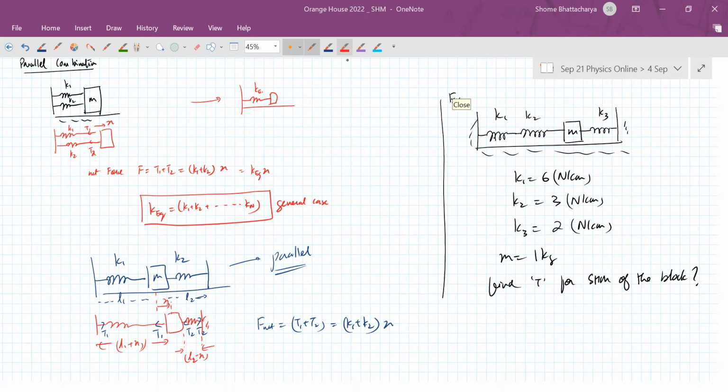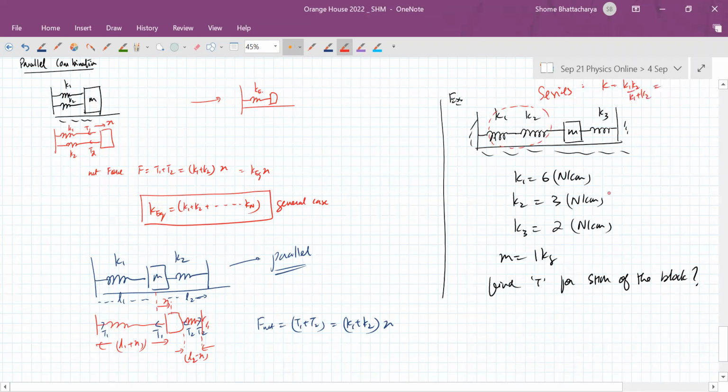Yes, very good, Rahul. That's correct. So we will see here that this is a series combination of springs. So it can be replaced with K is equal to K1 K2 divided by K1 plus K2. So that will become from here 2 newtons per centimeter. So first step, we can reduce this to this.